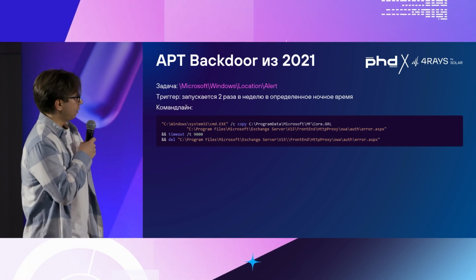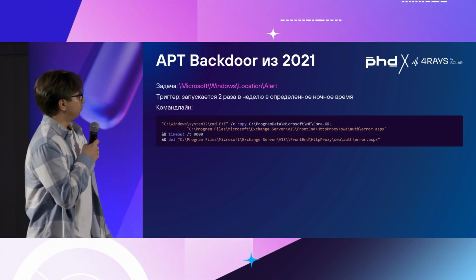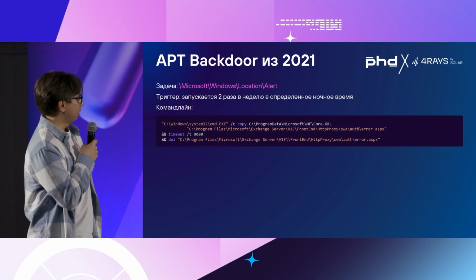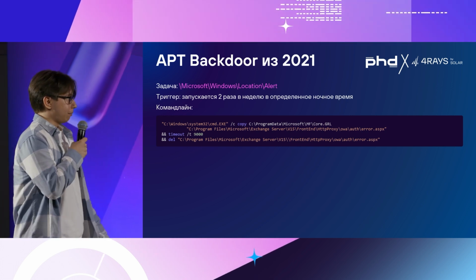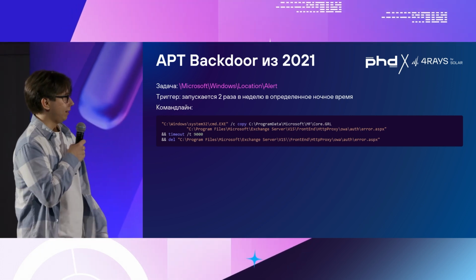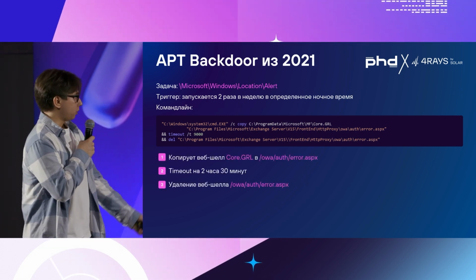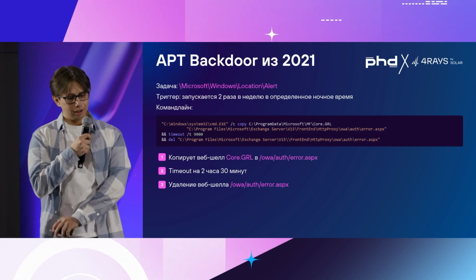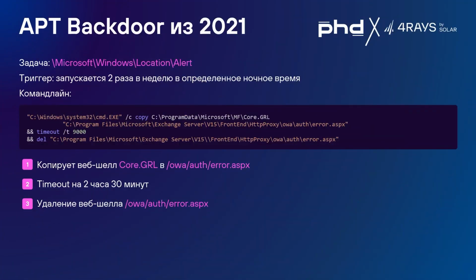We had a very big case, which the customers started having some time ago. The attackers used ProxyShell and created a task named Microsoft Windows Location Alert. It was a very interesting thing. The trigger launches twice a week at a certain time, at night. It runs a command which does not alert the DLP tools. It copies data to the mail server, takes 2 hours and 30 minutes, and then deletes it, and no web shell is required. They had triggered that for 2 years in a row.